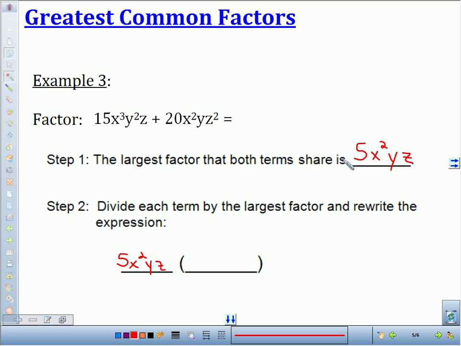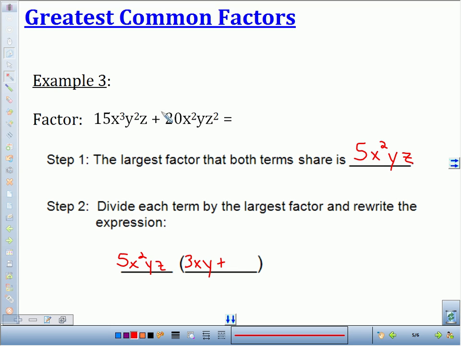15 divided by 5 is 3. X to the third divided by x squared is 3 minus 2 is 1. So x to the first, or just x. Again, x to the third divided by x squared is just x. Y squared divided by y is just y. And z divided by z cancels out. So there is not going to be a z term in this first item here.